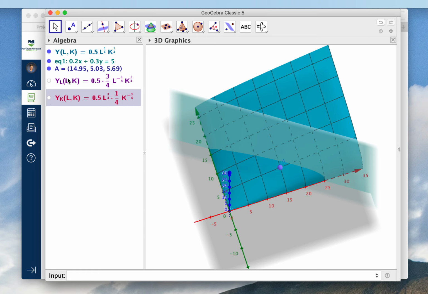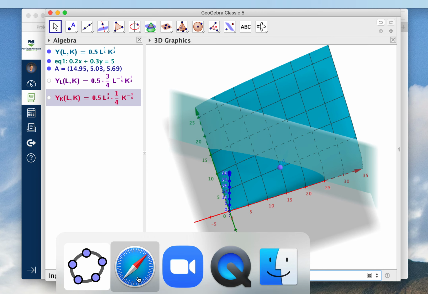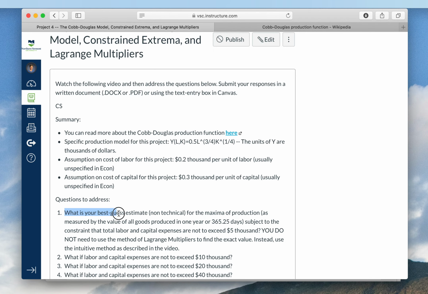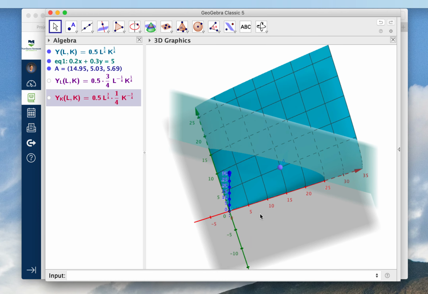And now we're going to use these partial derivatives to build the gradient vector here at A, so we can take a look at when the gradient vector is perpendicular to the constraint. And what we're going to do with this is use it to make a best guess estimate for the maxima of production. Now what we're not doing is using the algebraic form of this. We're just using the geometry.